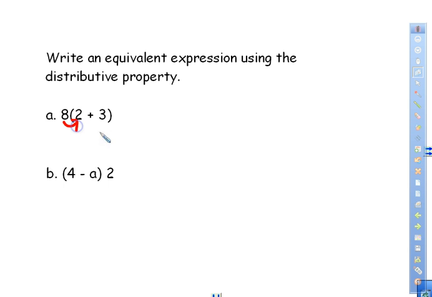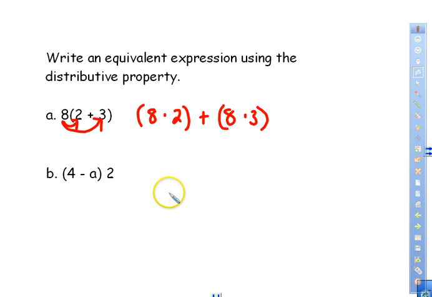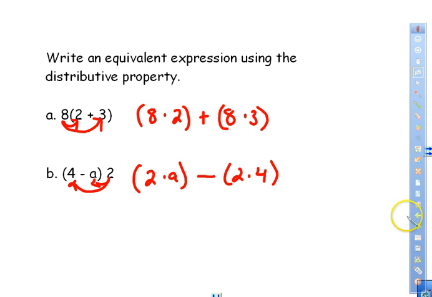So to do this, 8 times 2, you're going to rewrite this as 8 times 2 plus 8 times 3, and that is all you needed to do for distributive property for this. Same thing here. This 2 could be over on this side or it can be on this side. I don't care how you do it, but it's going to be 2 times A minus, because we are subtracting, the 2 times the 4. And that is it. That is using distributive property.